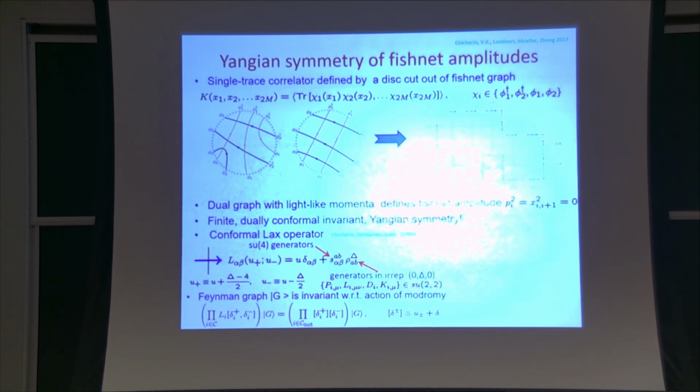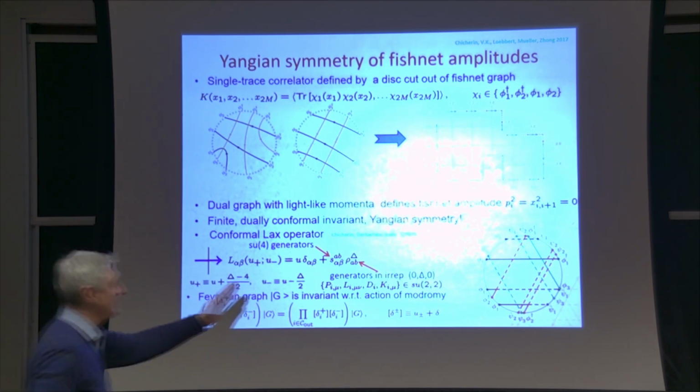Of course. Okay, and the question is whether, as Nima already pointed out, the full dynamical Fishnet graphs have this conformal invariance, even after summing up inside the disk all these shifts of lines.